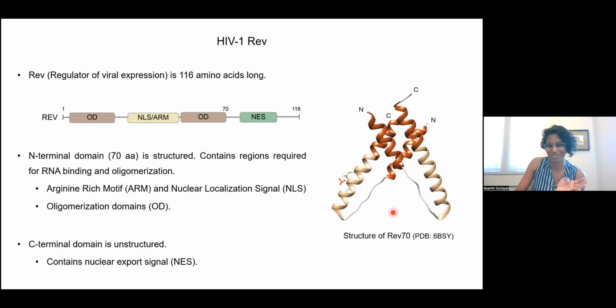The structure of Rev 70 has been solved a few times, and the dimer can exist in two different conformations. This is one of those. Again, the color coding is according to what's shown here. So you have the oligomerization domains, and this helix-loop-helix region would form the arginine-rich motif and the RNA interaction region.